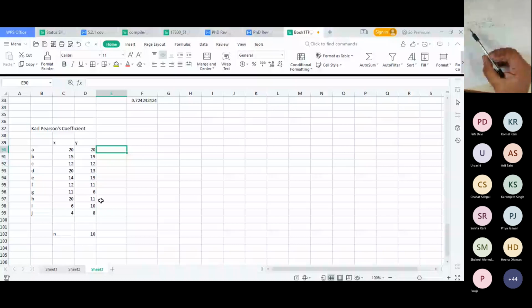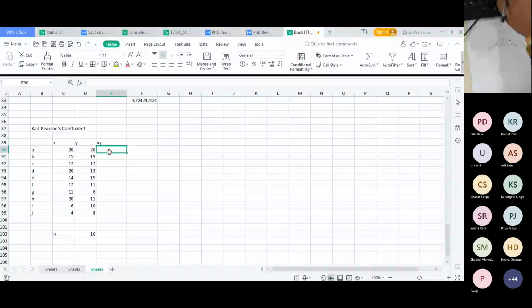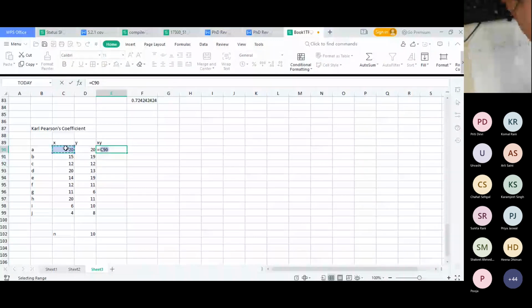So if this is the correlation between x and y, first n is 10. Now according to the formula we want summation xy. Whatever the formula says, we have to calculate that. So first of all, we want the multiplication of the xy values, so we multiply x by y.